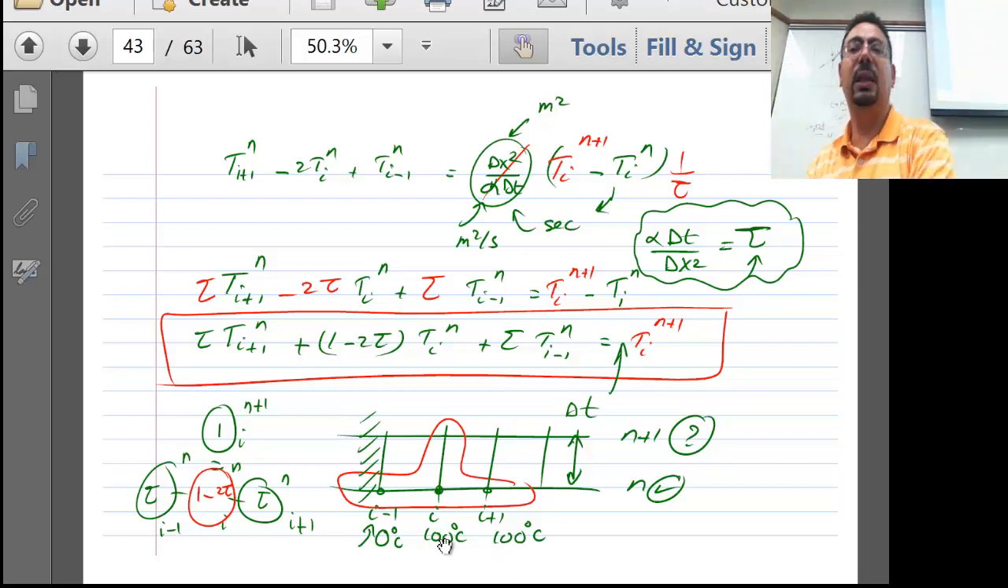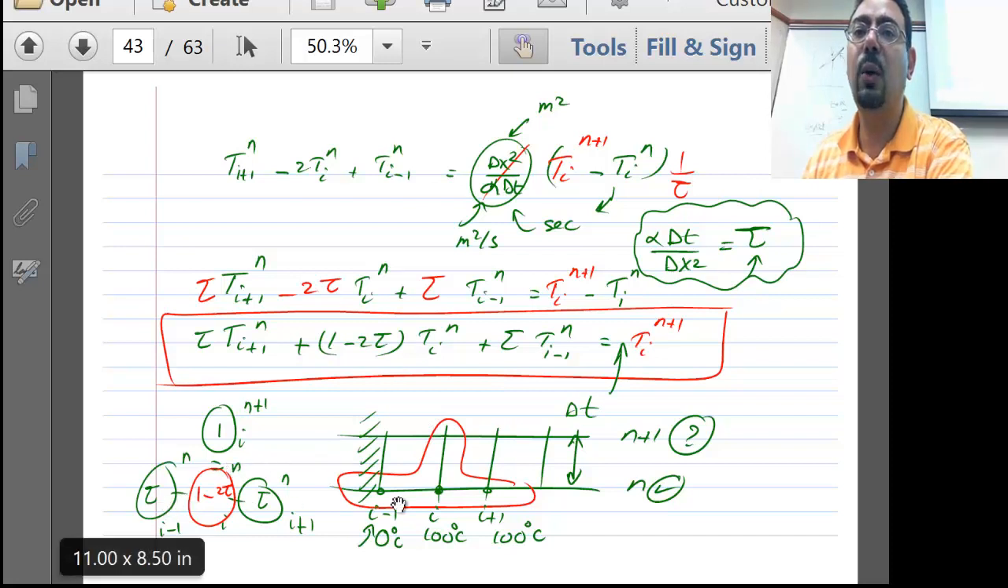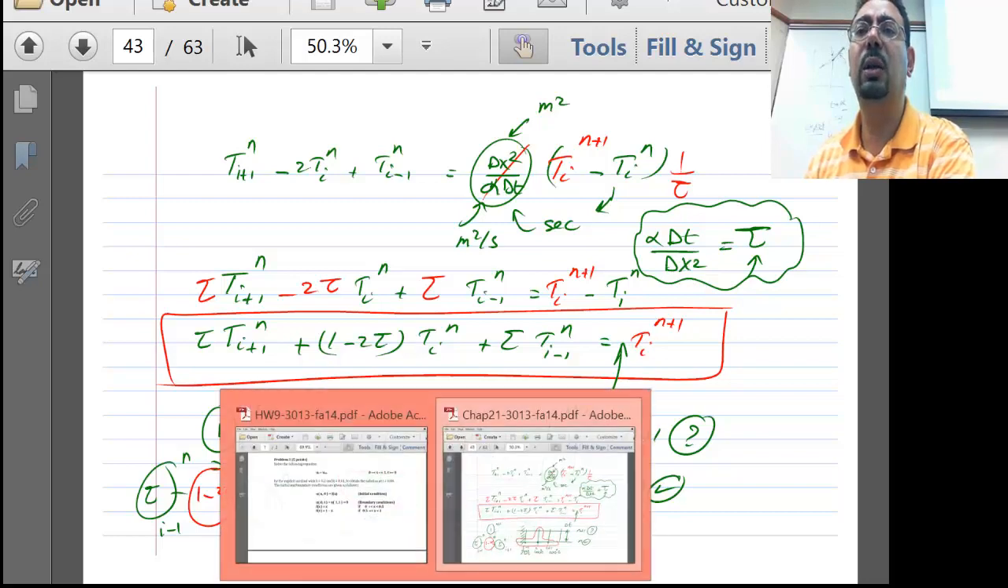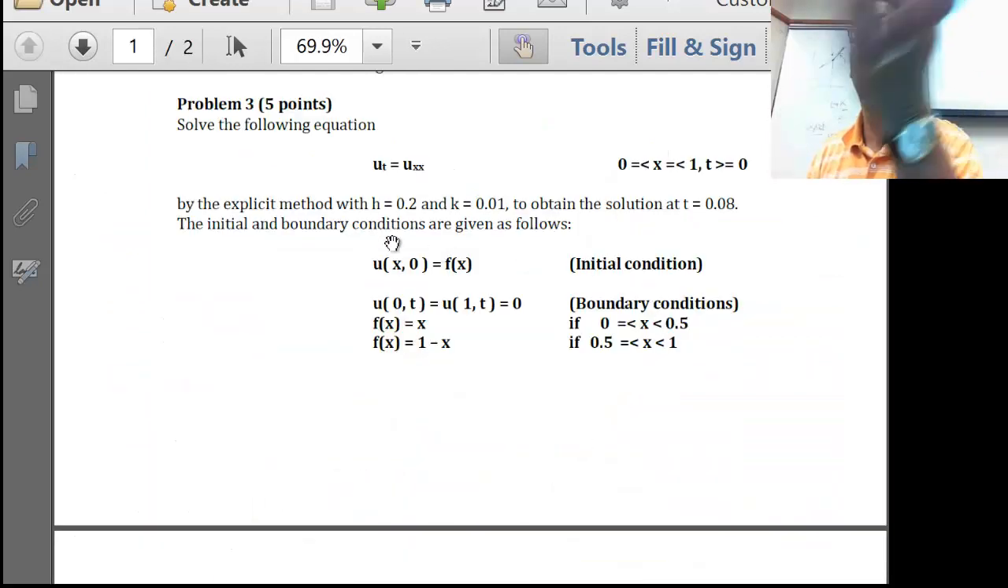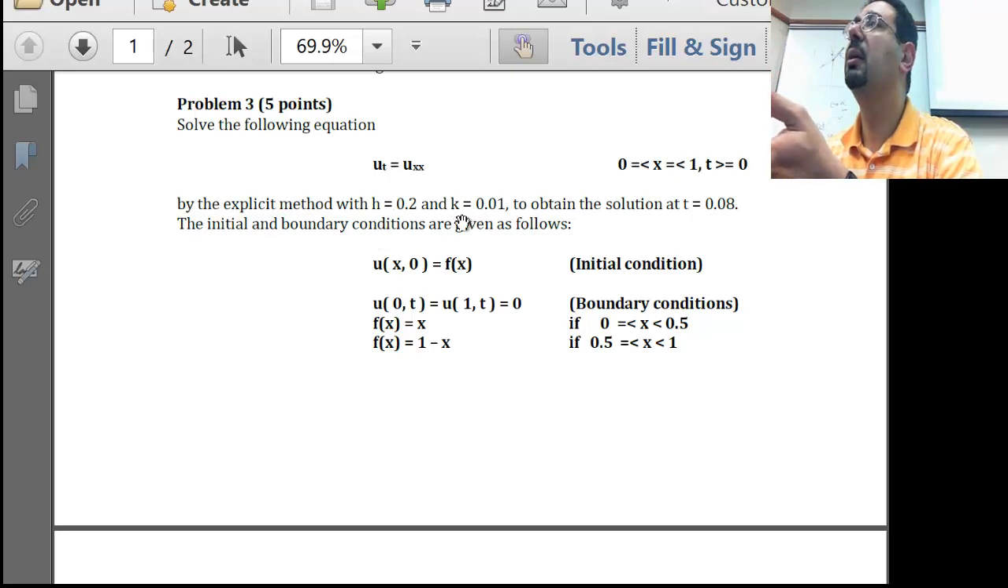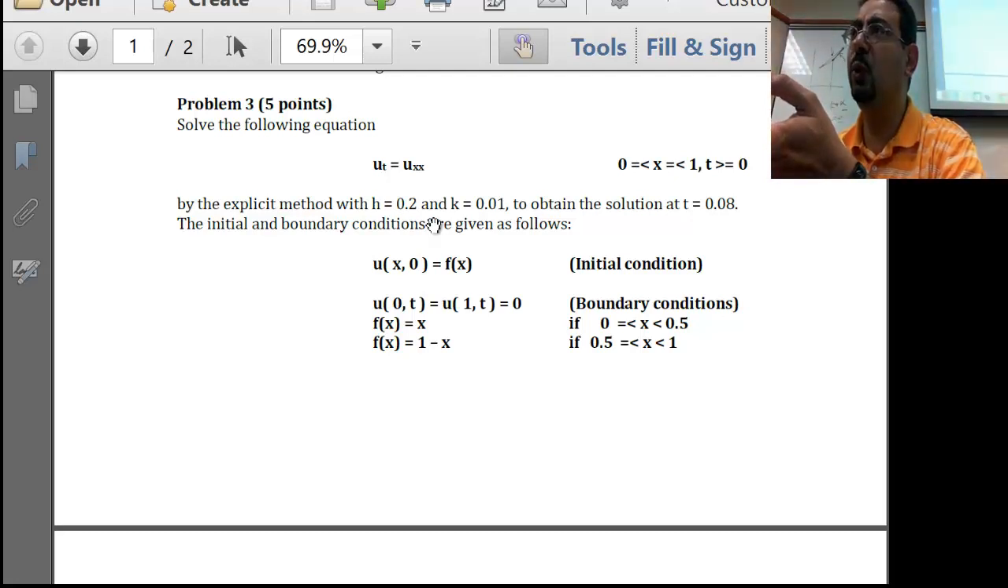So, let's say the temperature is 0, 100, and 100, and we would like to know what the temperature here is in the future. Well, it's tau of this guy plus 1 minus 2 tau of this guy and tau of this guy. What is tau? That's delta t over delta x squared. Alright? So in the homework, here is the h and here is the k. So you know what the tau is. So the tau would be what? K over h squared, 0.01 over 0.04. Right? What's 0.01 over 0.04? That's 1 over 4. That's 0.25.